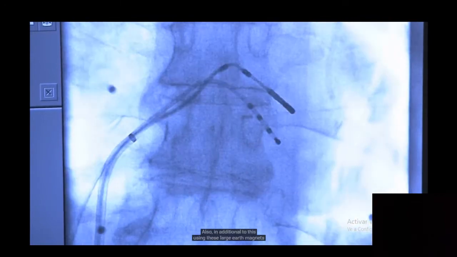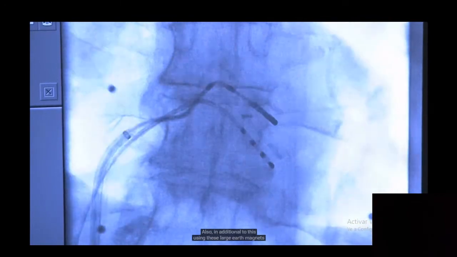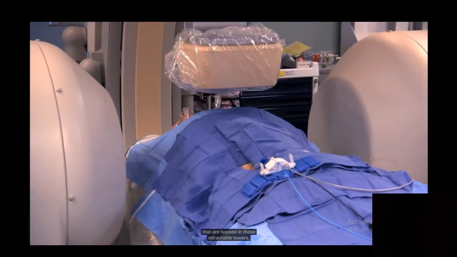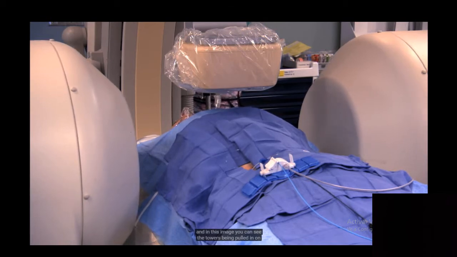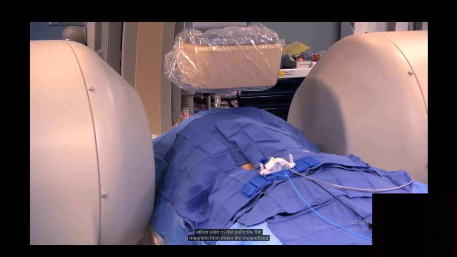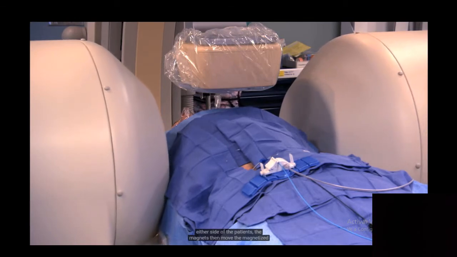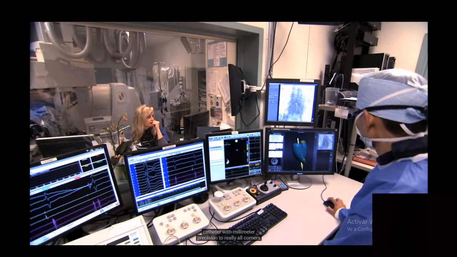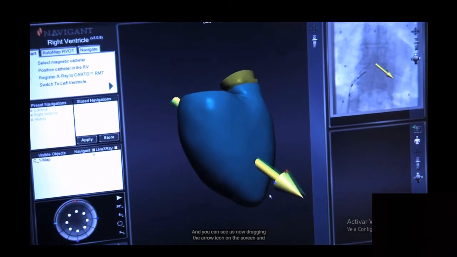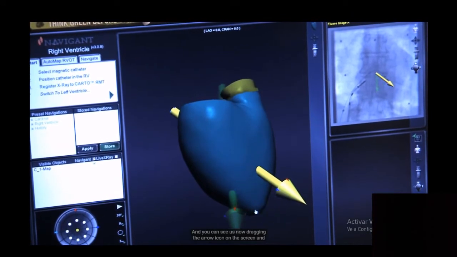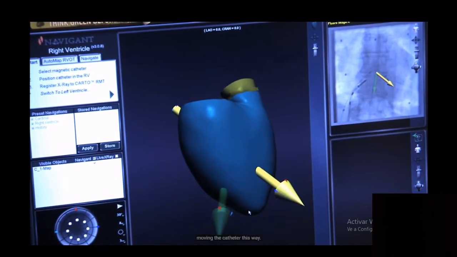Also, in addition to this, using these large earth magnets that are housed in these retractable towers, and in this image you can see the towers being pulled in on either side of the patient. The magnets then move the magnetized catheter with millimeter precision to really all corners of the heart just through computerized controls. And you can see us now dragging the L icon on the screen and moving the catheter in this way.